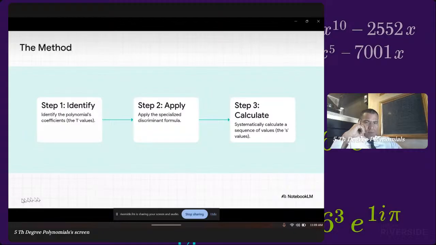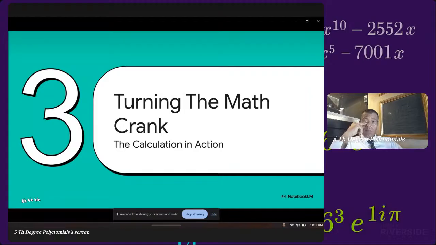You pull out the numbers from the equation, the coefficients, you run them through this special formula, and then you just systematically calculate a whole new sequence of values. It's almost like a complex combination lock. Each calculation gives you the next number in the sequence. So, let's see what happens when we actually put this thing to work and start turning that mathematical crank.